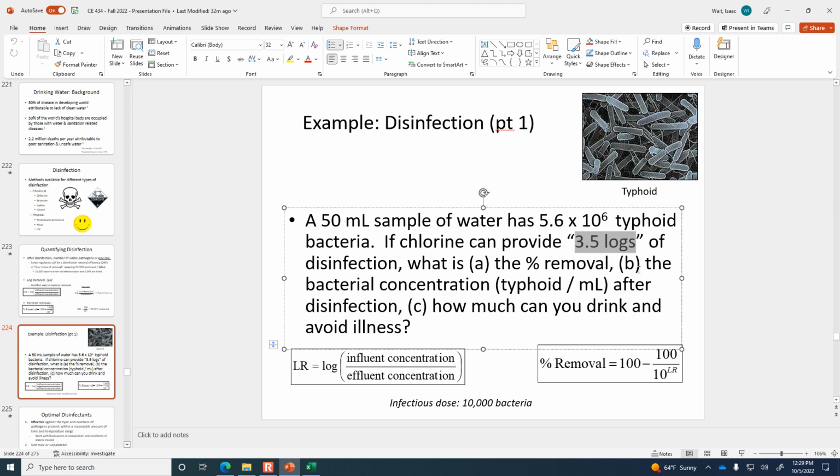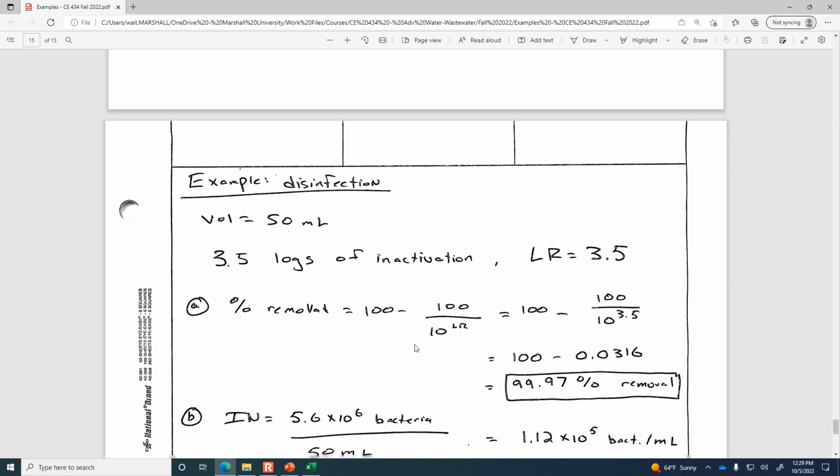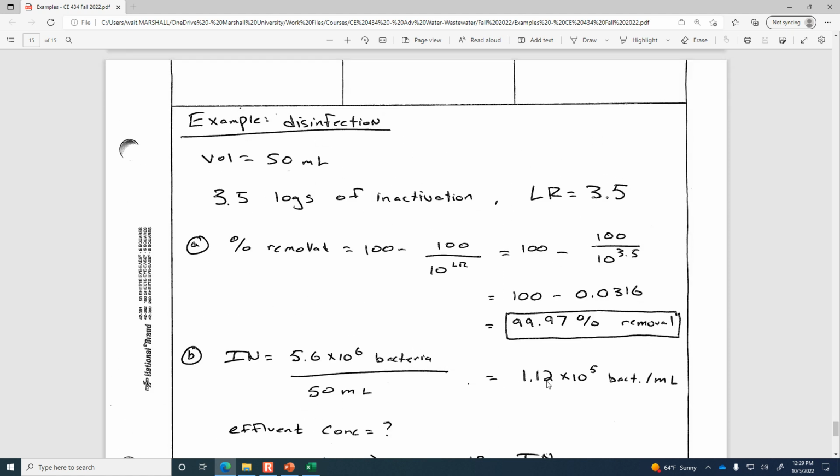Okay, so part B, the bacterial concentration, typhoid per ml after disinfection. So you need to find out the influent concentration to begin with, because I told you the absolute number of typhoid in a 50 ml sample. So the first thing that we're doing here is calculating the influent concentration before inactivation occurs. How many typhoid per ml are there? Okay, so that is 1.12 times 10 to the 5th bacteria per ml. So that means a single ml of this contaminated water would be enough to get us sick. So don't drink it, not yet. We're trying to find out what's the effluent concentration.